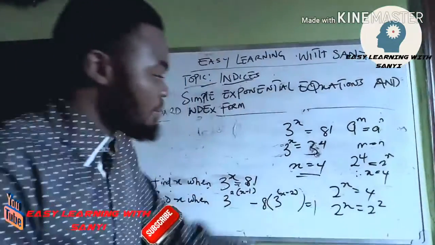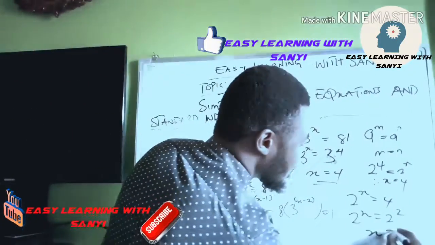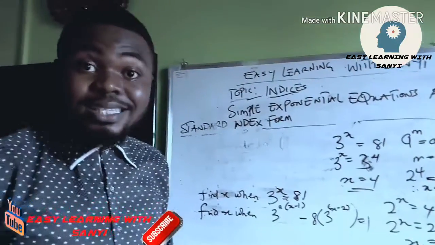2 raised to power 2. From the rule, if the bases are equal, the powers are equal. It means that x is equal to what? 2. That is it. It's as simple as that.